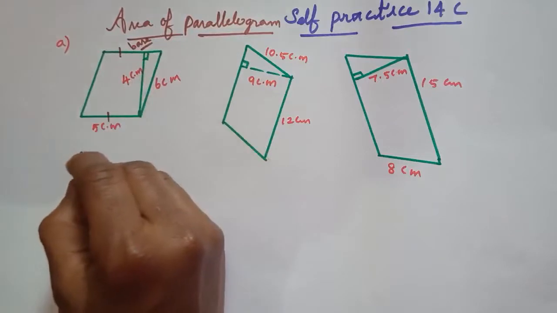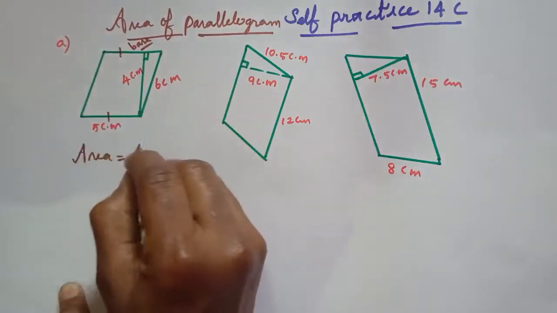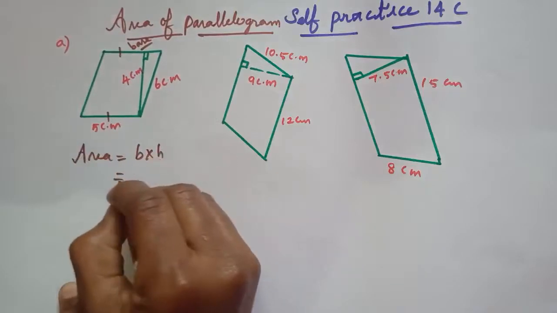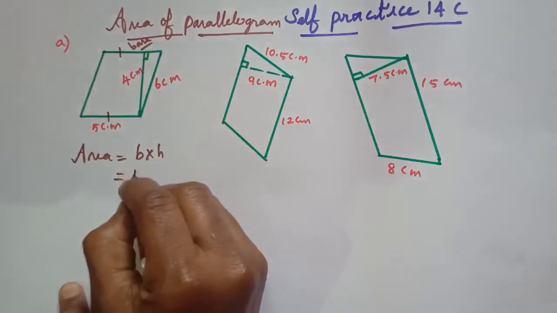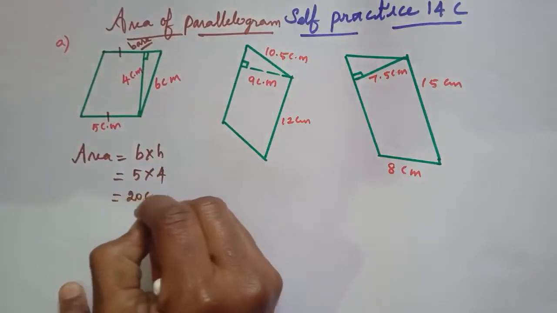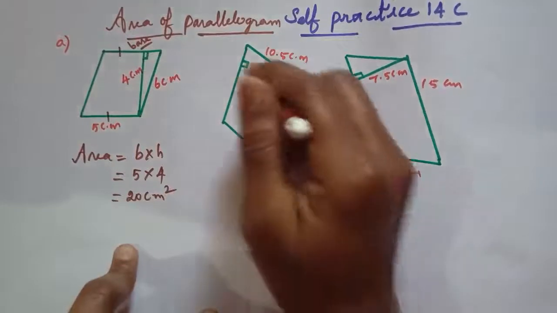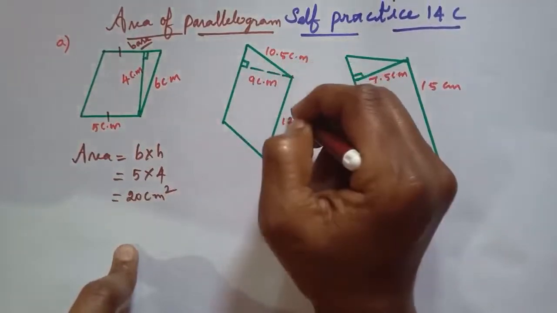So what is the area of the parallelogram? Area is equal to the formula b into h, base into height. Therefore, what is base here? 5 into height 4 centimeter. So that is equal to 20 centimeter squared. Is it clear, students?